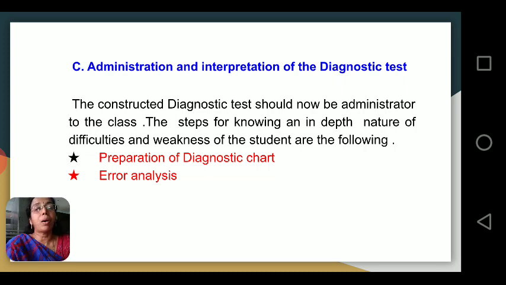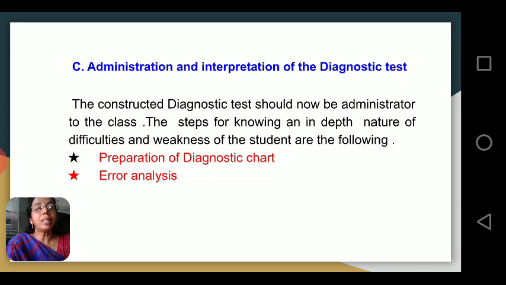Then the third step is administration and interpretation of the diagnostic test. This is the most important part of the test construction. In the previous two phases, we have planned the test and constructed the items according to the plan. Now we are going to administer the test as per the administrative norms we have planned in the planning stage, and interpretation of the diagnostic test. The interpretation of the diagnostic test leads to remedial teaching.